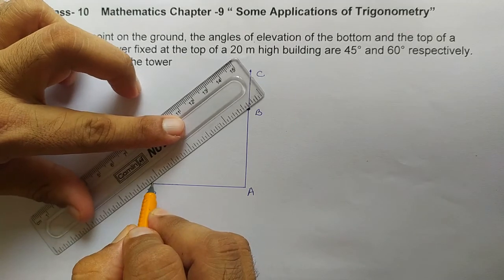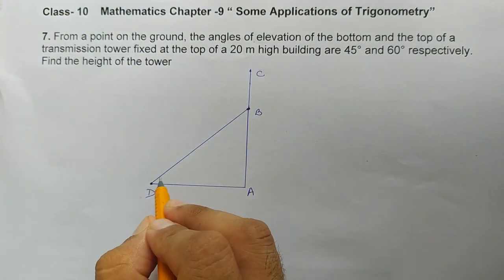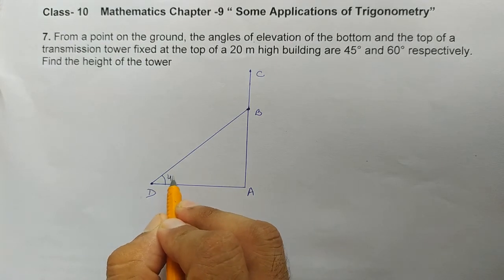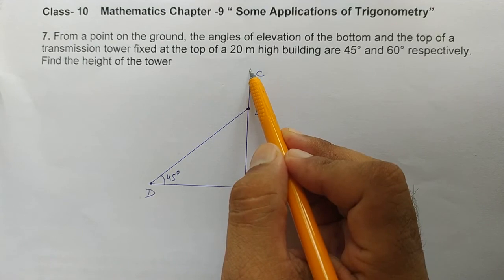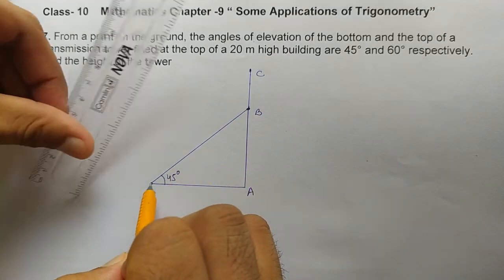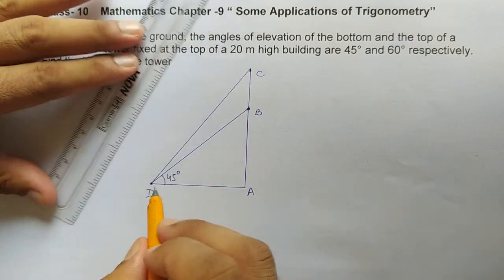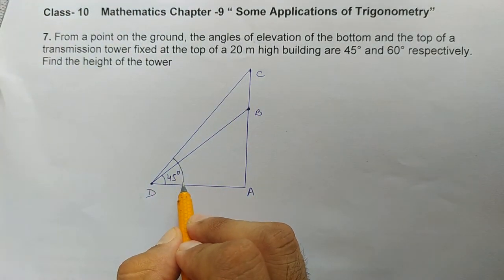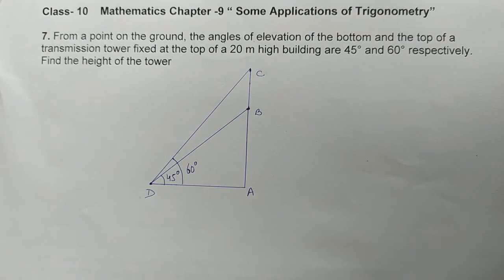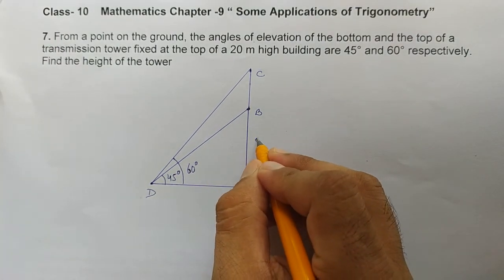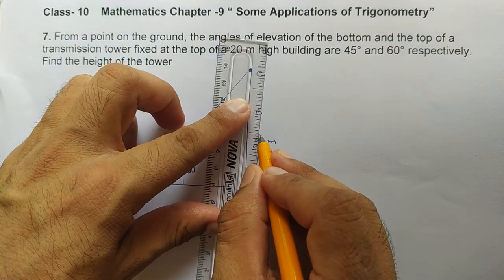So see here, from this point, if you see the bottom of this transmission tower, this is the ray of sight, and this is horizontal. This angle is given as 45 degrees. Now if you see the top of this transmission tower from this point, this will be your ray of sight, and this is horizontal. This angle is given to you as 60 degrees. The building here is 20 meters, so this height is 20 meters.